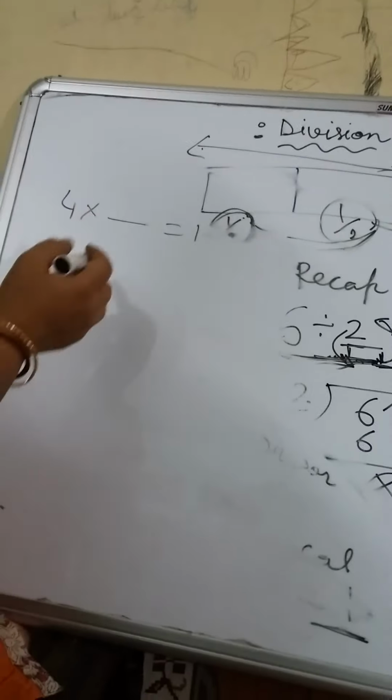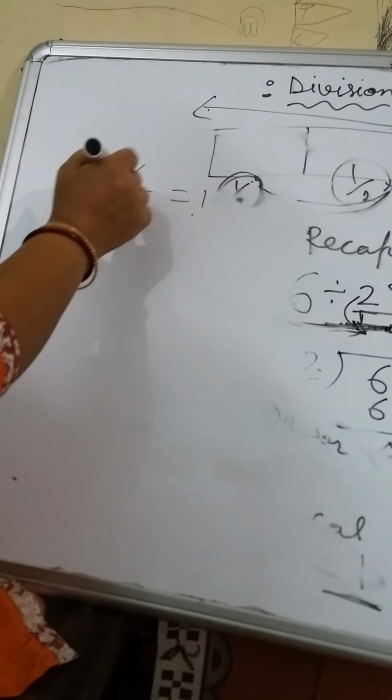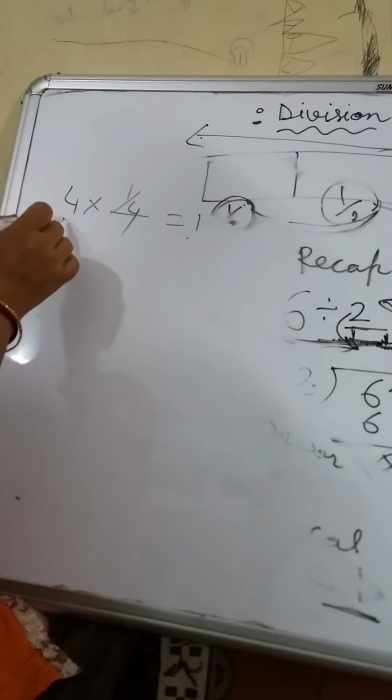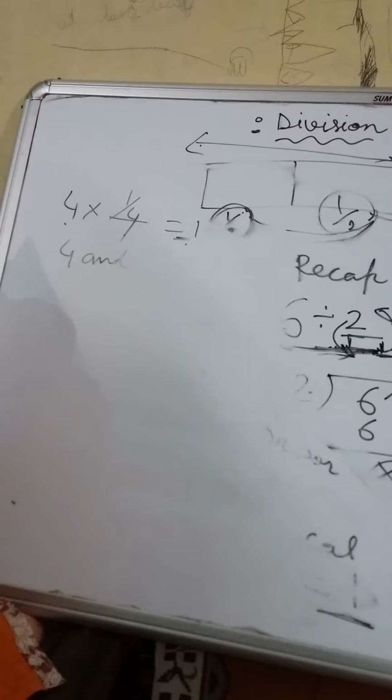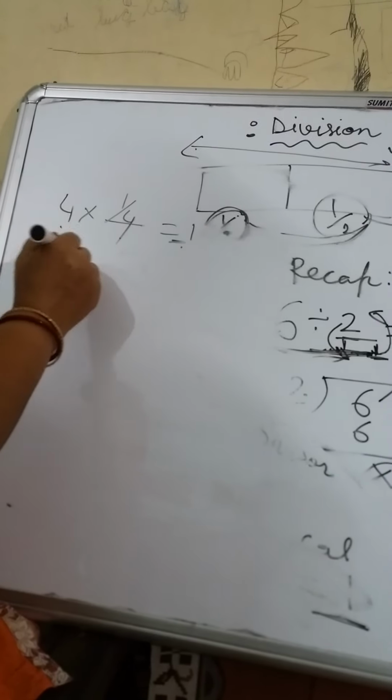Is there any number which, when you multiply 4 by that number, you will get 1? Yes, of course, that is 1 by 4. If we multiply 4 by 1 by 4, you will get 1. So we can say 4 and 1 by 4 are reciprocal to each other.